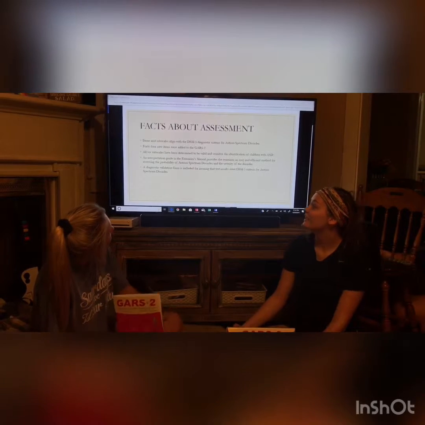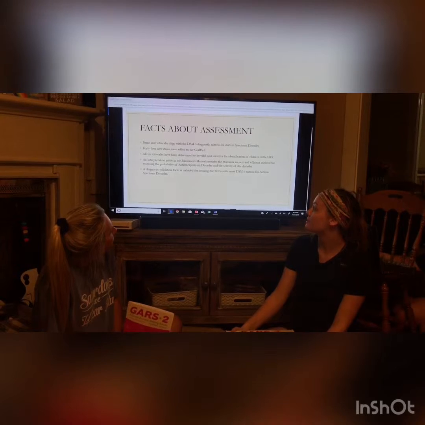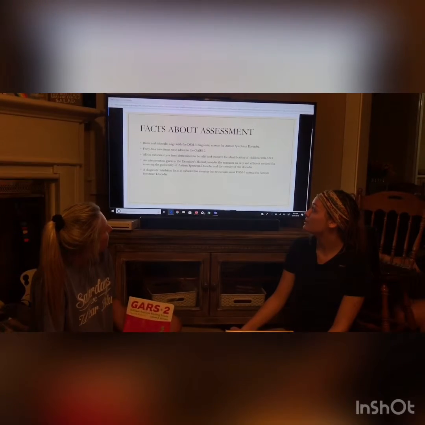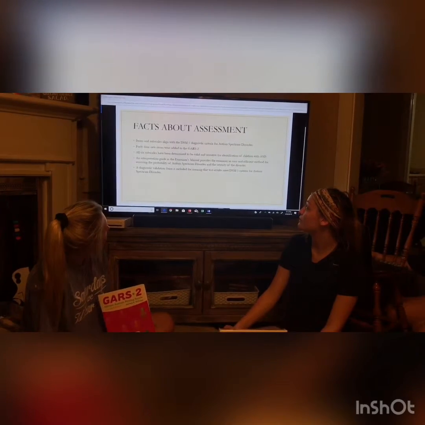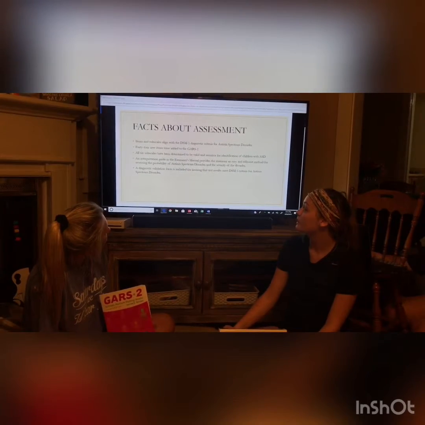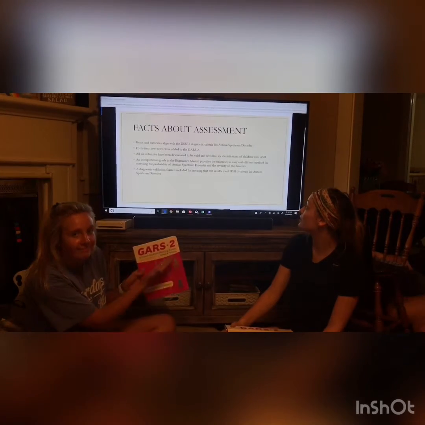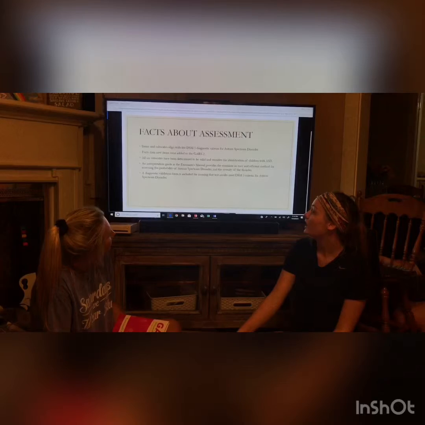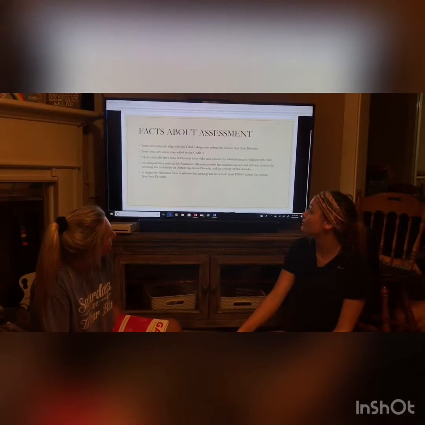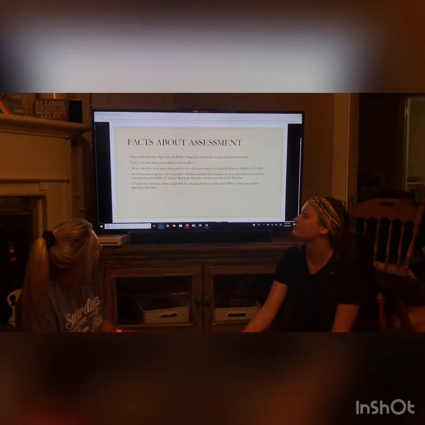Facts about the assessment. Items and subscales align with the DSM-5 diagnostic criteria for autism spectrum disorder. 44 new items were added to the GARS-2. All 6 subscales have been determined to be valid and sensitive for identification of children with ASD. An interpretation guide in the examiner's manual provides the examiner an easy and efficient method for assessing the probability of autism spectrum disorder and the severity of the disorder. A diagnostic validation form is included for ensuring that the test results meet DSM-5 criteria for autism spectrum disorder.